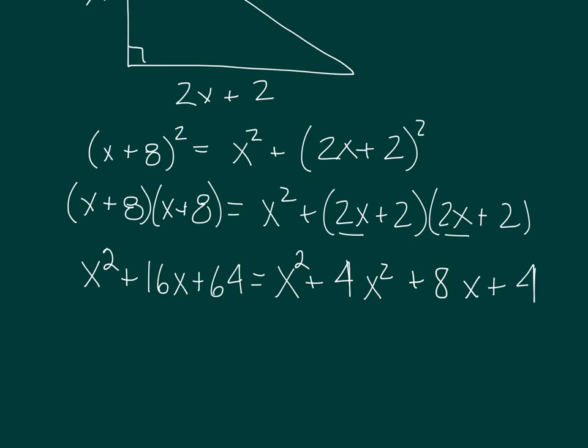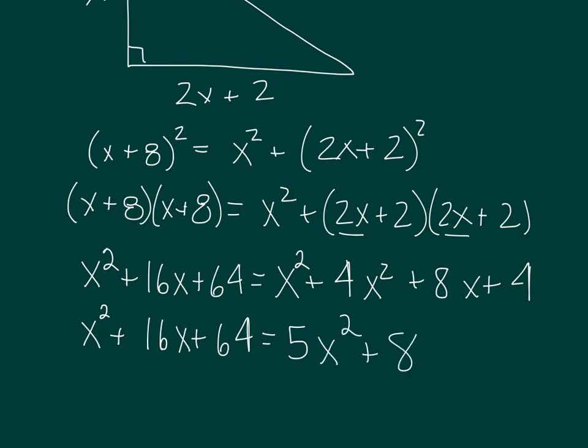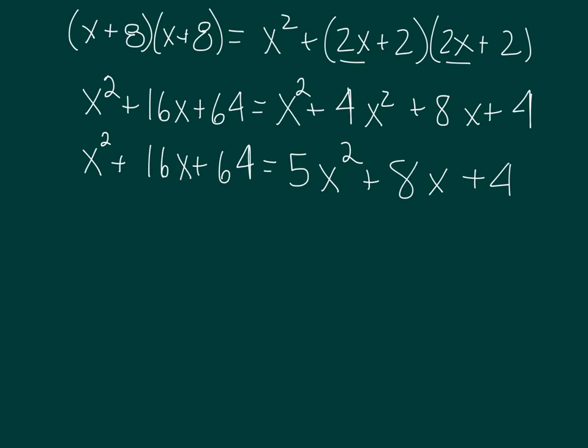So let's just clean this up a little bit. We have x squared plus 16x plus 64 is equal to, and on the right-hand side we have 5x squared plus 8x plus 4. Since this is a quadratic, we need to set this equal to 0, so I'm going to move everything over to the right. If I subtract x squared, that's going to give me 4x squared. 8x minus 16x is minus 8x. And 4 minus 64 is minus 60, is equal to 0.